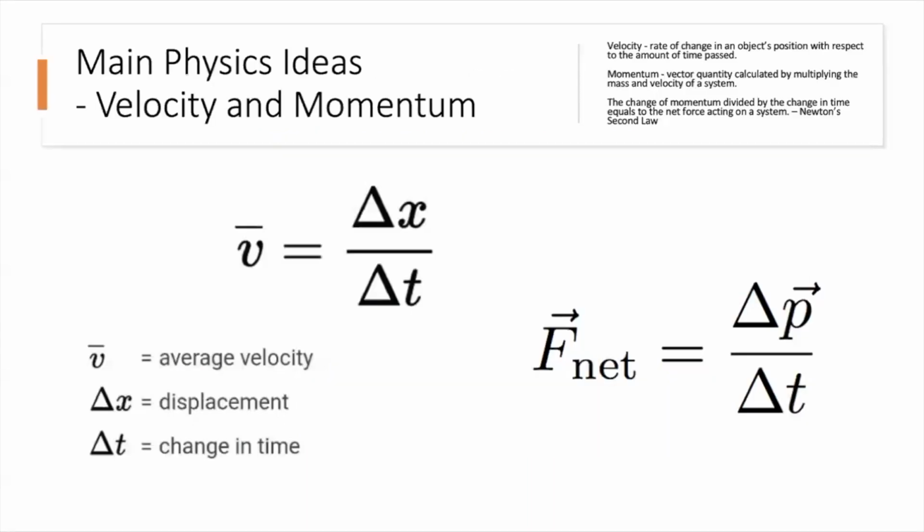The first main physics idea used is velocity and momentum. Velocity is a rate of change in an object's position with respect to the amount of time passed. Momentum is a vector quantity calculated by multiplying the mass and velocity of a system. And lastly, according to Newton's second law, the change of momentum divided by the change in time equals the net force acting on a system.